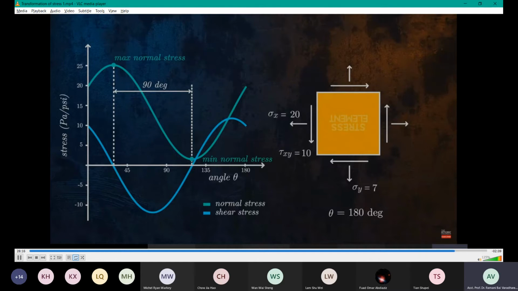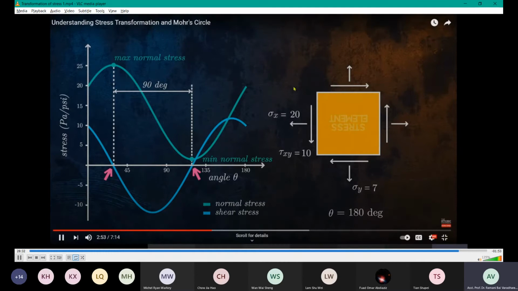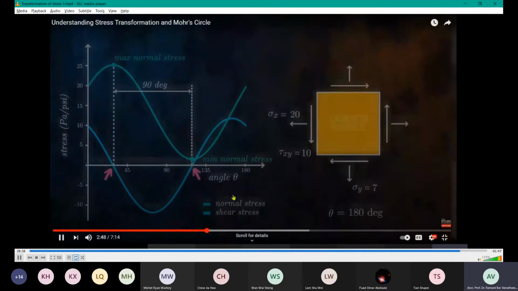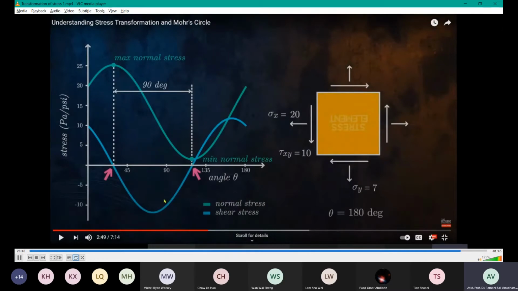Another interesting observation is that when the normal stresses are at their maximum or minimum values, the shear stresses are zero. These faces on which the shear stresses are zero are called the principal planes, and the corresponding maximum or minimum normal stresses acting on these planes are known as the principal stresses. Principal stresses are very important, so let's recap.